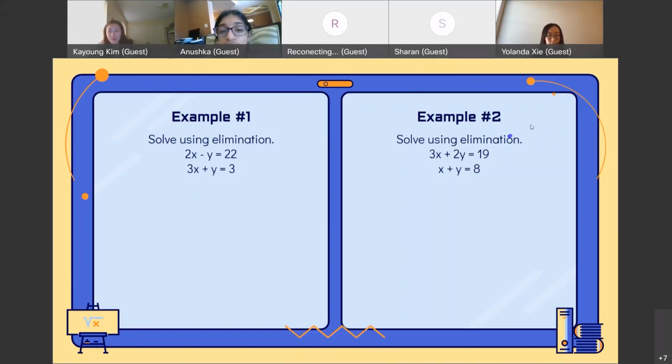Okay, so I think this is one where you have to add. So you do 3x plus x, which is 4x. Sorry, I talk fast. Yes. Then you have to do 2y plus y, which is 3y. Okay. Then you do 19 plus 8, which is 27.